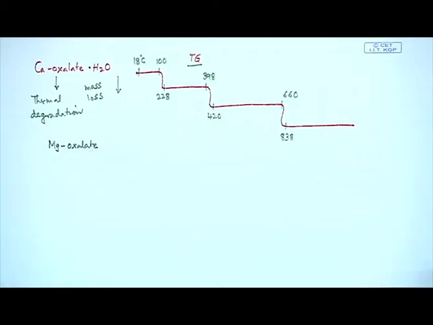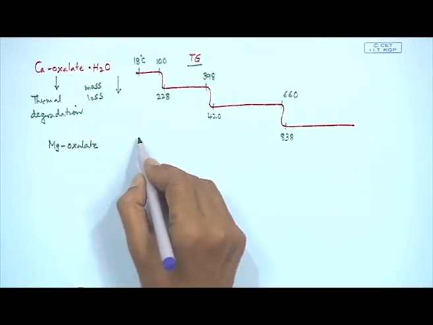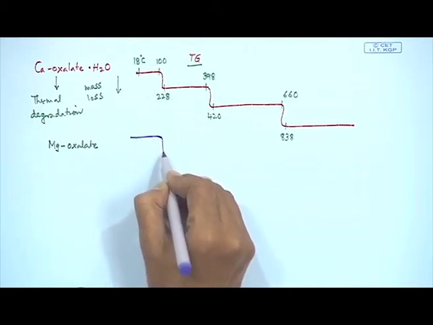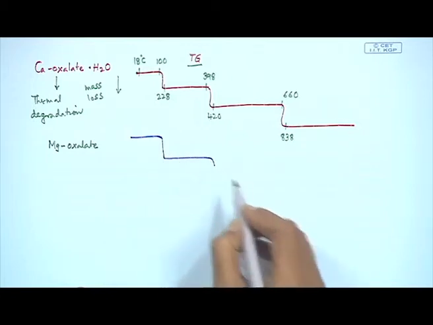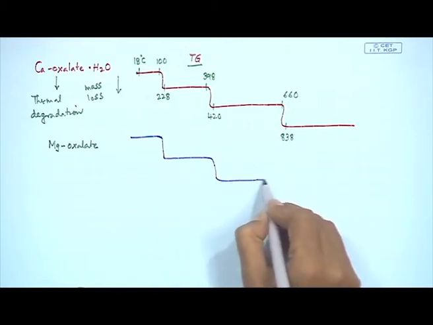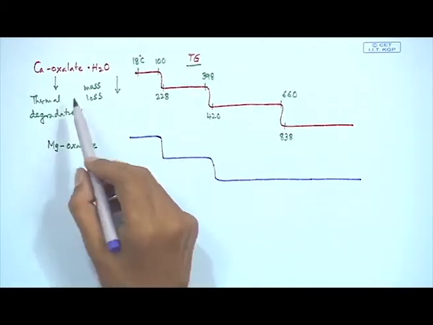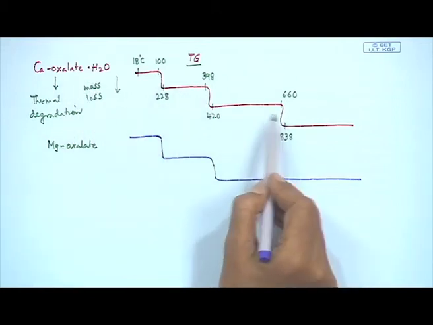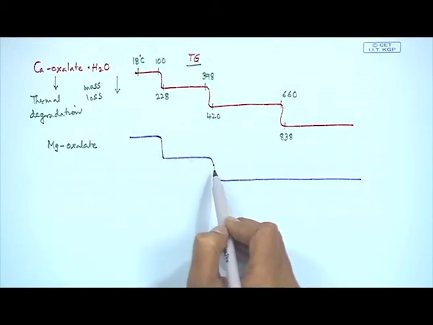So, this magnesium oxalate, when we heat that particular one also in a similar fashion, but to a high temperature extent, it will go like this. Compared to the sample of calcium oxalate, where we see 1, 2, 3 breaks in the calcium sample, in the magnesium sample we have 2 breaks only.